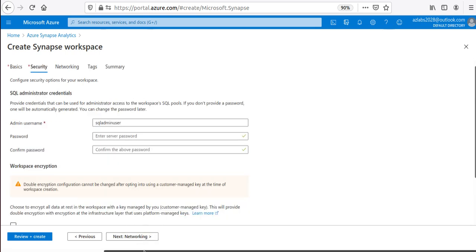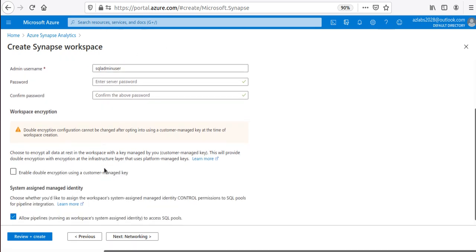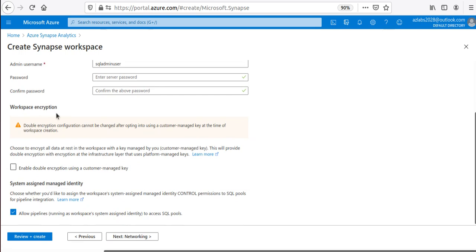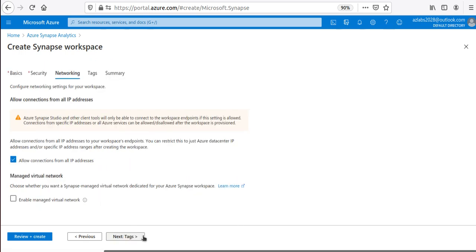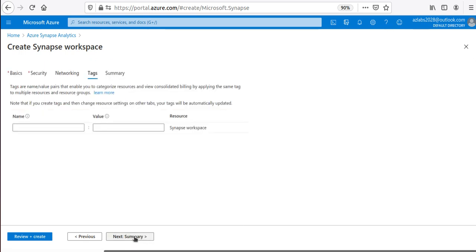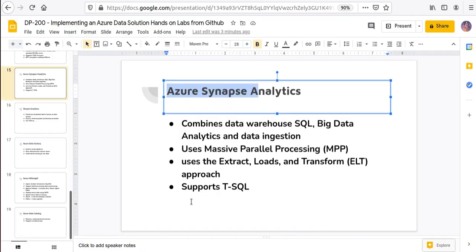After that, you will have to configure the security. In the security, you have the admin username and password that you have to configure. You have to configure the encryption, and you have to tell whether you need the system-assigned managed identity. Then you configure the networking and the tags, and then you create the database or create the service.